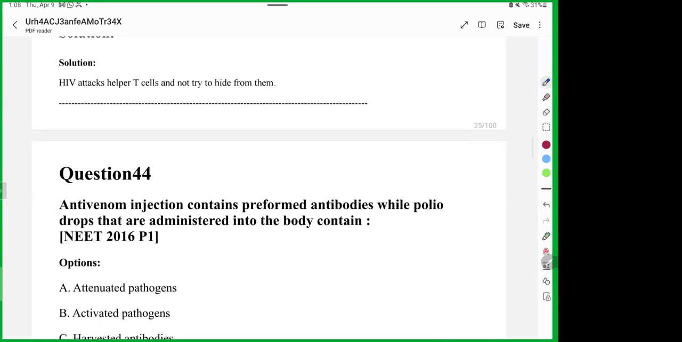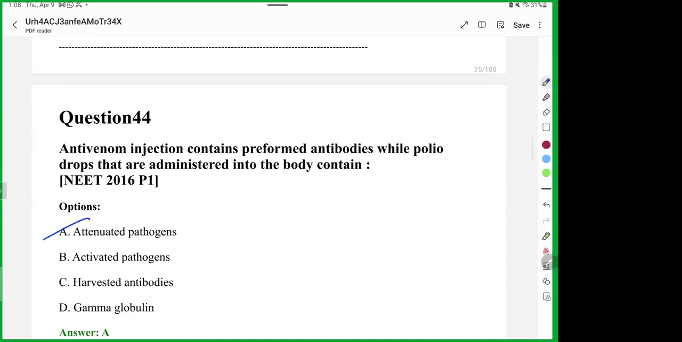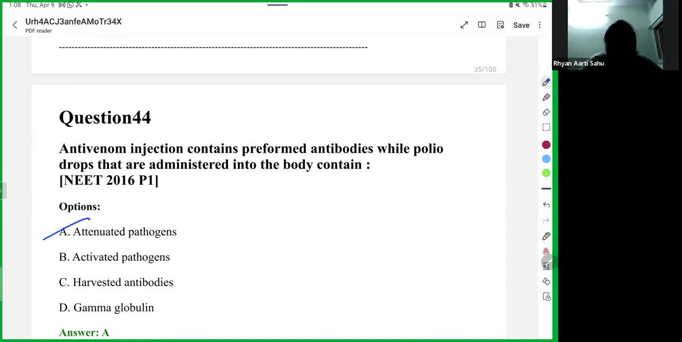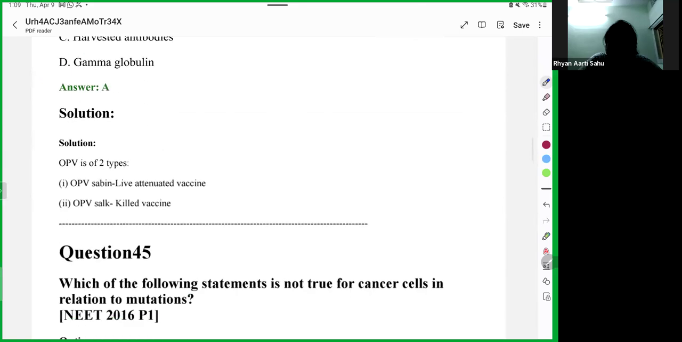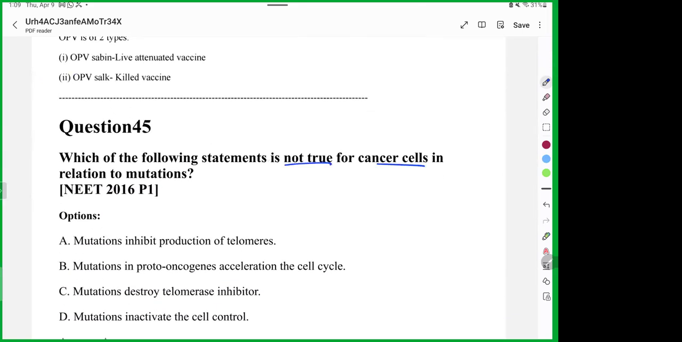Correct. Antivenom, here in this case you have pathogen, attenuated pathogen. Polio drops are attenuated pathogens. Not true for the cancer cell. Mutation inhibits the production of telomerase. Mutation, the opposite.